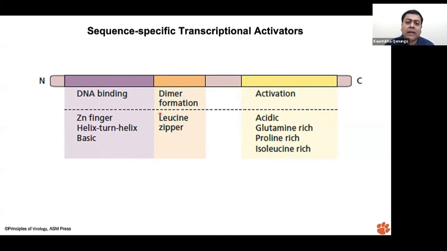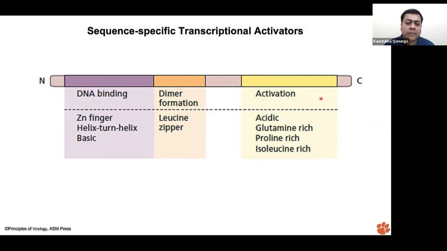On the other hand, you will have a dimer formation domain, which contains a motif called a leucine zipper. So the leucine zipper actually dimerizes, and there are several examples of this. The transcription factors are present in the cell in a monomeric form, but only upon dimerization on the DNA sequence will they be functional and recruit the other transcription machinery and the RNA polymerases.